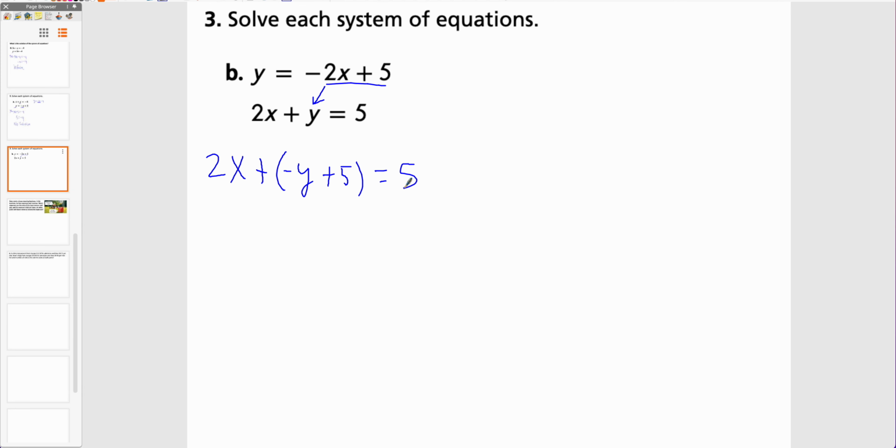But I made a mistake anyway, and you guys didn't even stop me. I heard somebody mumble something, but that should not be y, that should be negative 2x, right? Okay, so 2x plus a negative 2x, obviously those drop out, and a plus 5 would be 5 equals 5. So that is infinite solutions. So I snuck another one of those in there. Try to get tricky.